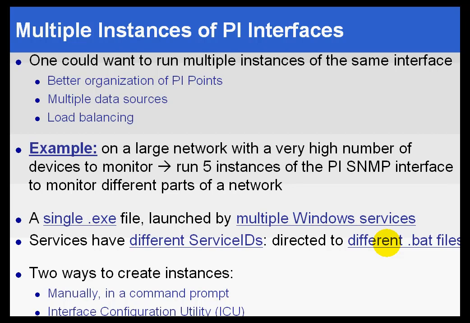Now there are 2 different ways you can create those instances. You can do it with ICU, as we'll look at later on, but you can also do it manually. And if you look at the bottom of this page in the notes, you'll see instructions on how to configure 2 copies of the interface to have different service IDs so that it's the same executable being launched by 2 different services. You also have to make copies of the batch file, but you'll find that procedure at the bottom of this slide.